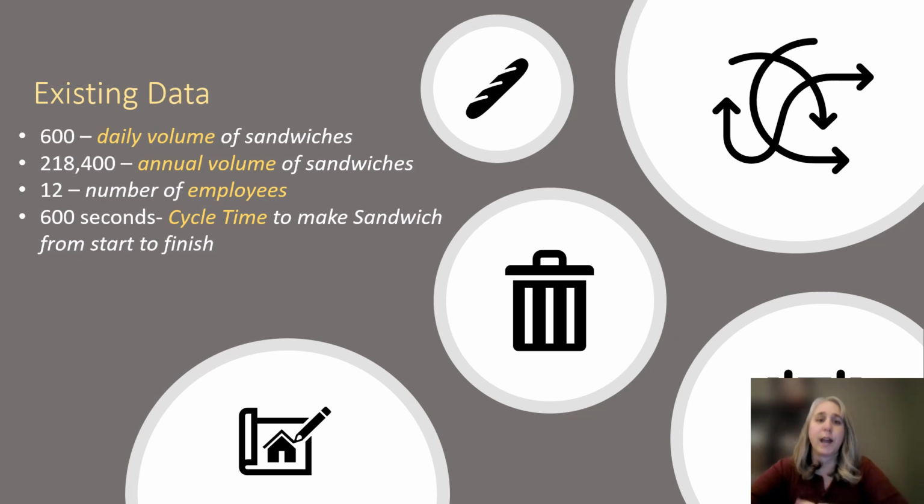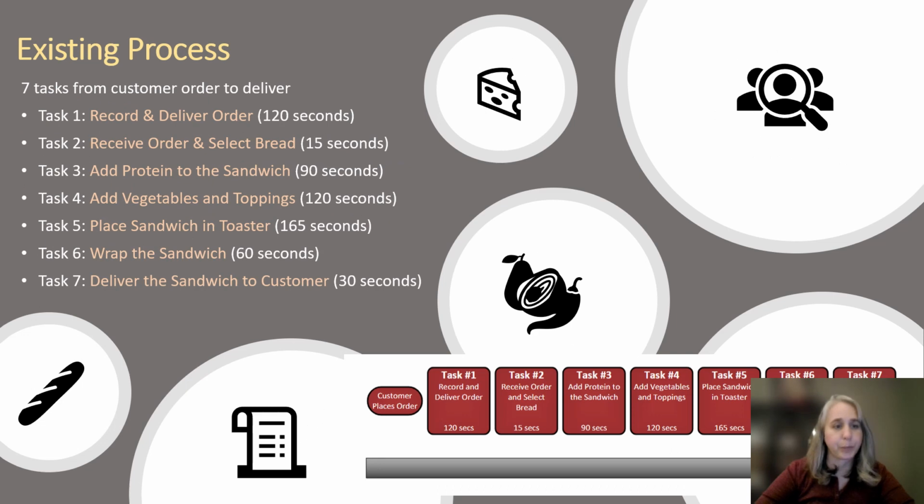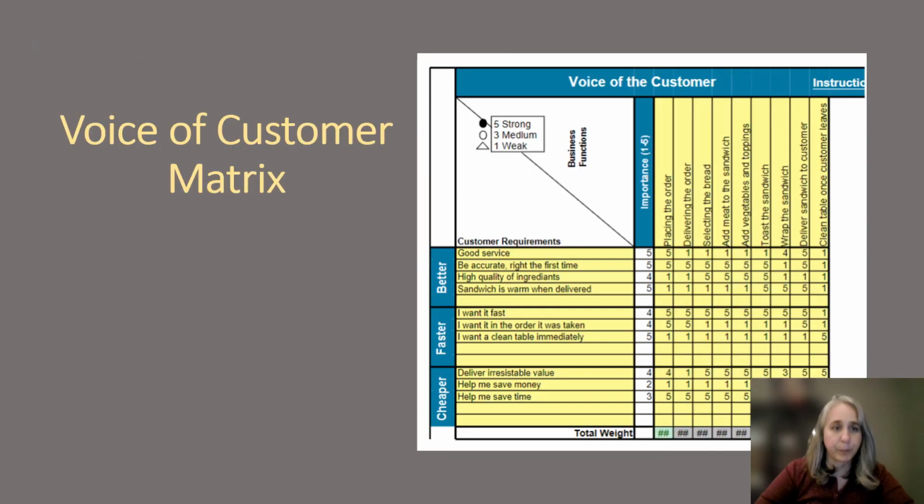In order to do that, I needed to consider the existing data, which included a daily volume of 600 sandwiches, an annual volume of 218,400 sandwiches, 12 employees, and a cycle time to make the sandwich from start to finish of 600 seconds. The existing process has 7 steps. What we'll be doing is looking to improve, eliminate waste, and become more efficient in these steps.